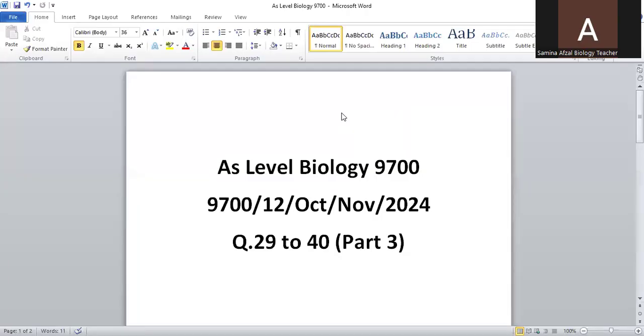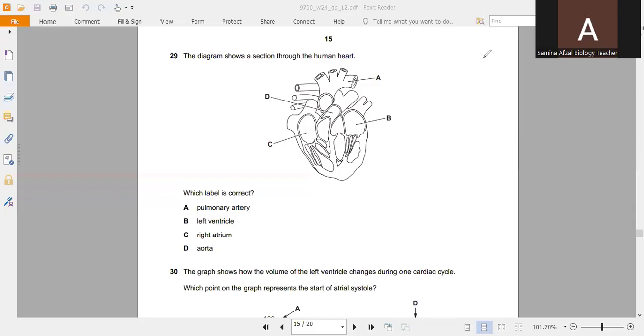AS Level Biology 9700. Paper 1, Variant 2, October November 2024, questions 29 to 40. Question number 29: the diagram shows a section through the human heart. Four labels are given. Which label is correct?